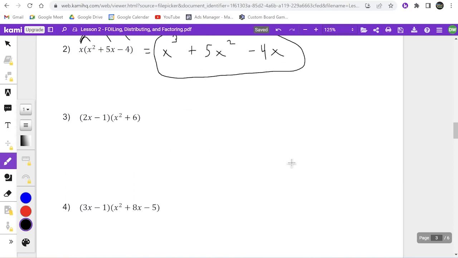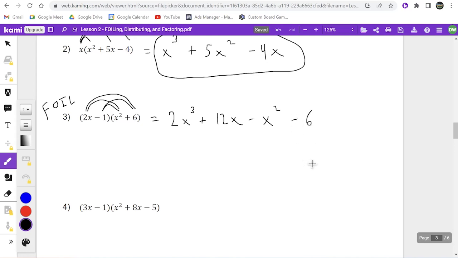Okay, good. Next, number 3. You'll notice number 3 is actually just a FOIL. First, outer, inner, last, just like we saw earlier. So first, 2x times x squared. Remember, numbers separately from the x's. So that's 2 times, and then x times x squared is x cubed. Then 2x times 6. That's going to be plus 12x. Then the inner, negative 1 times x squared, that's going to be negative 1x squared, which I'm just going to write negative x squared. You don't need to write negative 1x squared. And then the last one, negative 1 times positive 6, will just be minus 6.